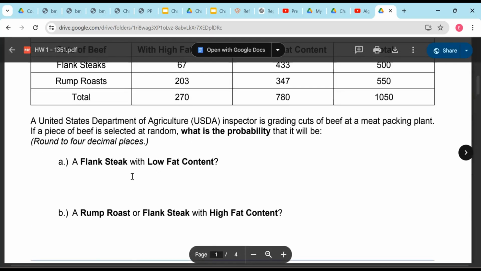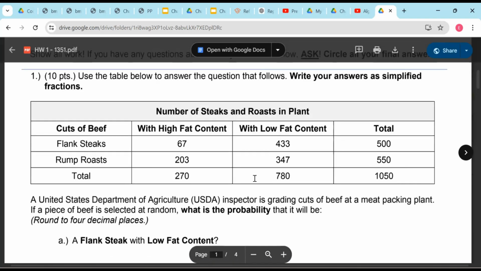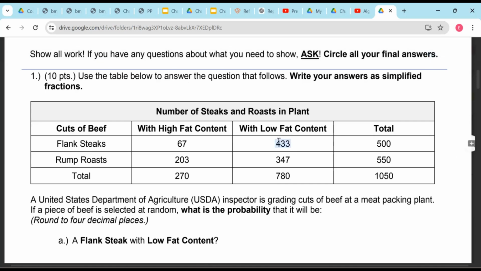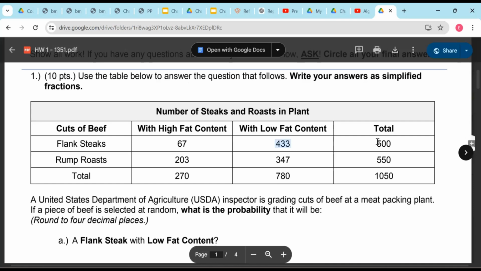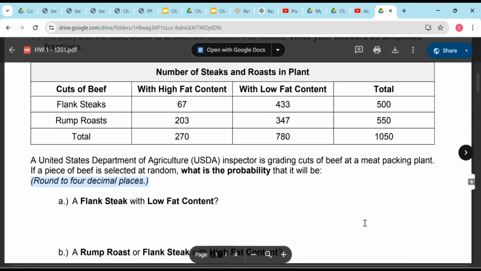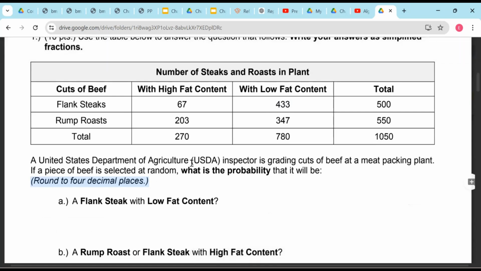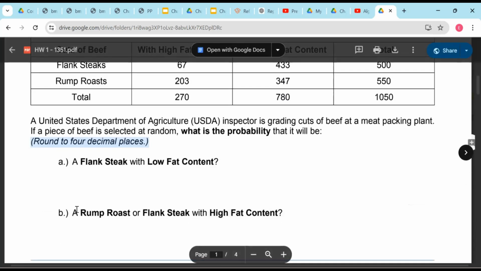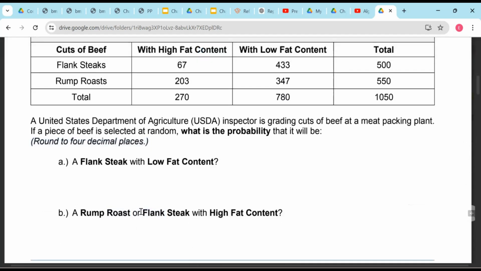So for example, if you're reading this, it says flank steak with low fat content. So you're going to go to flank steak and then low fat content. So that is what? 433 people. But when they talk about probability, it's out of the total. The total was 1,050. So that's how you find it, and then you divide, and like it says here, round to 4 decimal places if needed, and that's how you're going to write it down, okay? Remember, probability is always going to be between 0 and 1. It's never over 1.